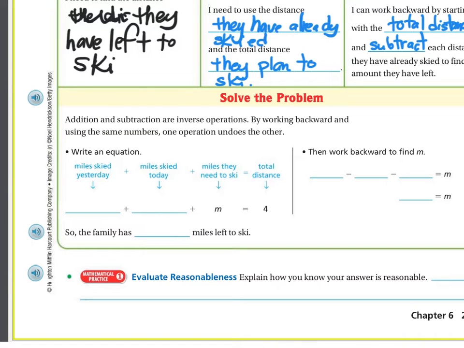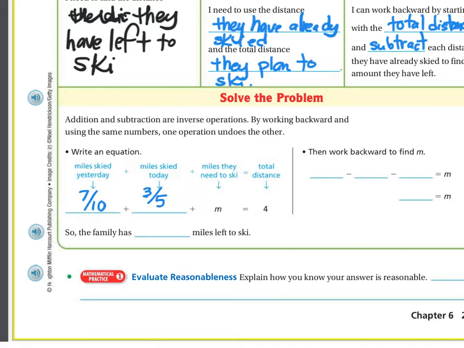So now we're going to write the equation. How many miles did they ski yesterday? In the problem it says, Lily? It says that they skied 7/10 of a mile. How many miles did they ski today, Reagan? 3/5.